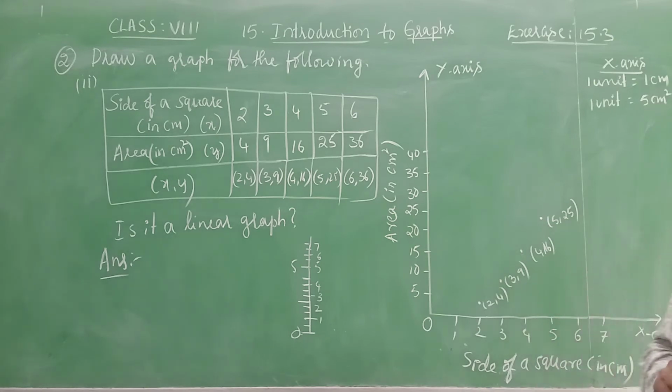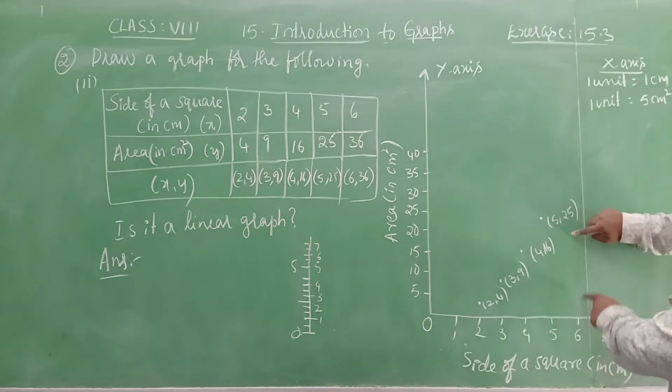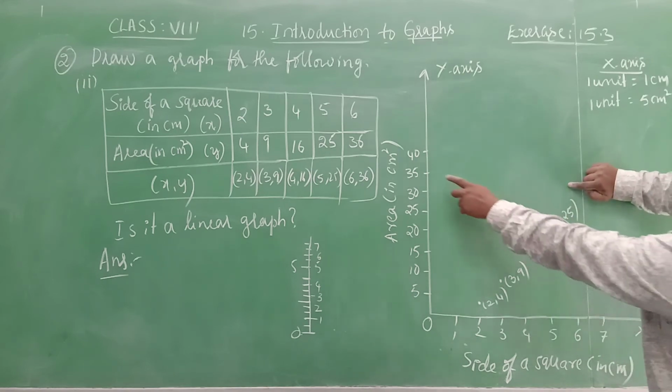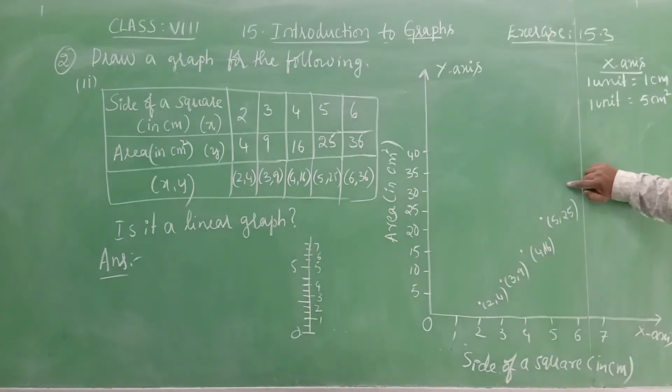6, 36. X is equal to 6 and y is equal to 36. After 35, the second line, we get 36. Like this we get it. So this point is 6, 36.